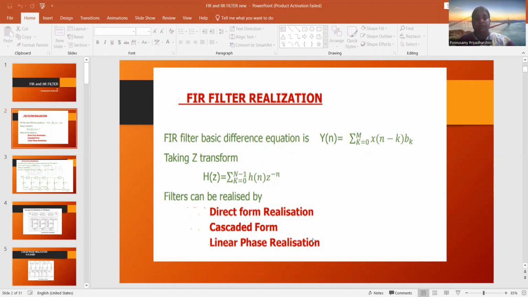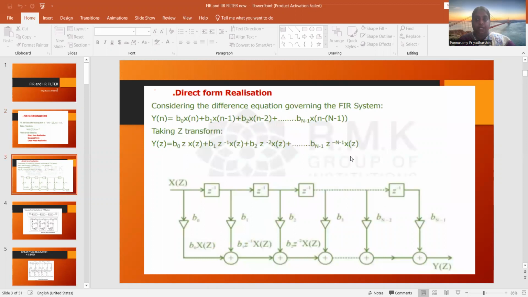So the filters can be realized in three different structures. One is direct form realization, cascaded form, and the linear phase realization. So the direct form realization. Considering the difference equation which is governing the FIR system, y of n is equal to b naught x of n plus b1 x of n minus 1 plus b2 x of n minus 2 plus up to b of n minus 1 x of n minus 1.